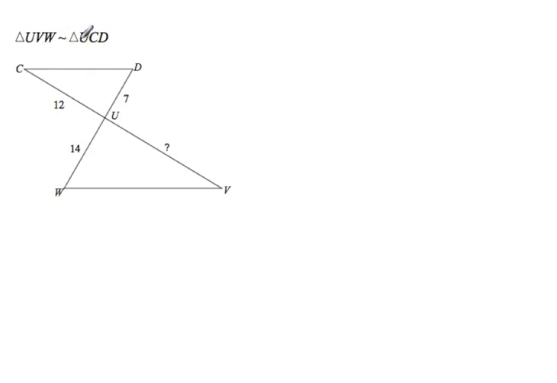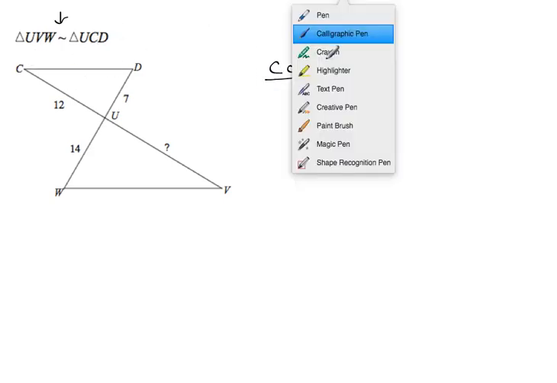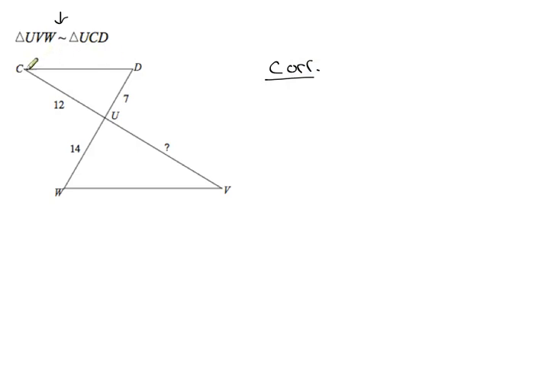So here's my two triangles, and they are similar, which is told. I'm going to set up a corresponding or adjacent. It's up to you. I'm going to go with the corresponding on this one. So I'm going to start with CU. I'm just going to highlight this for myself. So CU corresponds with WU.